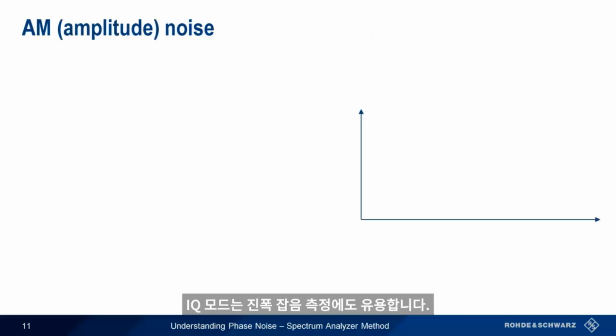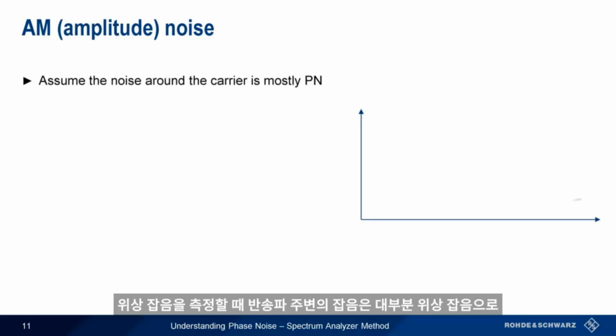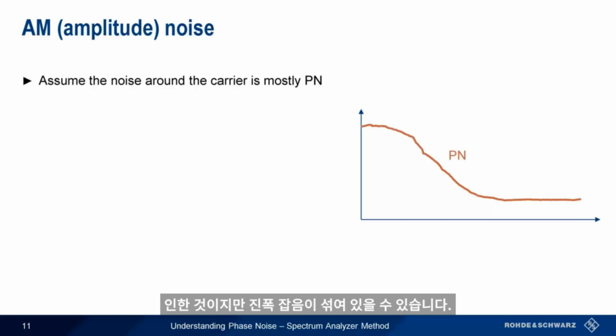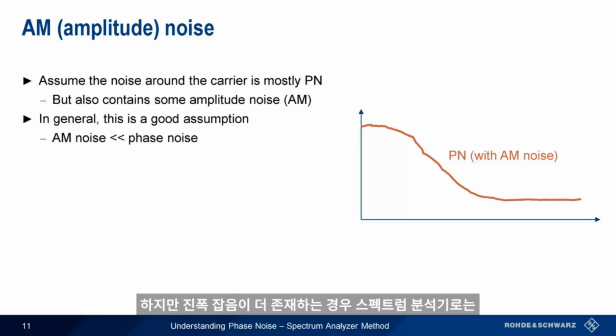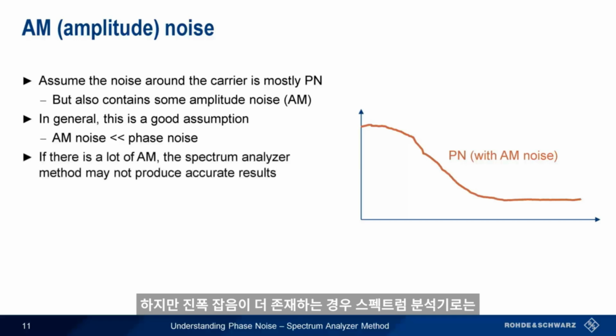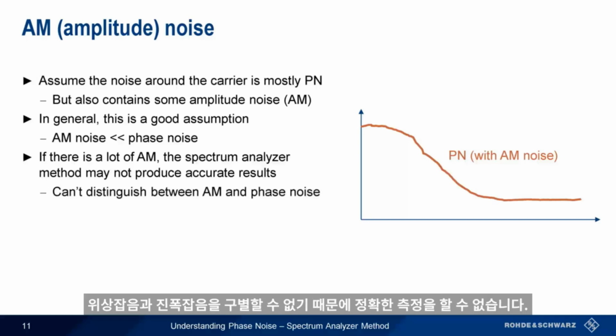This same IQ mode is also useful when it comes to AM or amplitude noise. When measuring phase noise, we assume that the noise sidebands around the carrier are mostly due to phase noise, but with some amount of amplitude noise mixed in. And in general, this is a valid assumption. The AM noise in real-world devices is usually much less than the phase noise. In some cases, however, this may not be true, and if a large amount of amplitude noise is present, the standard spectrum analyzer method may not produce accurate results, because this method cannot distinguish between AM and phase noise.